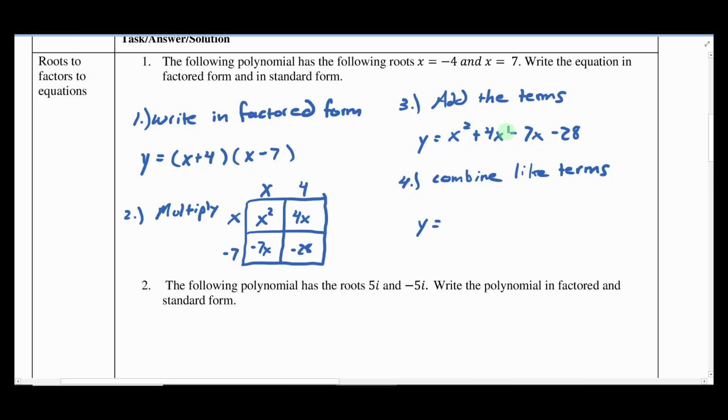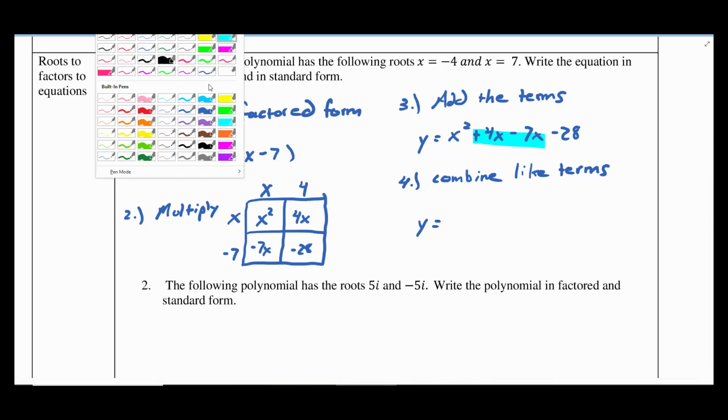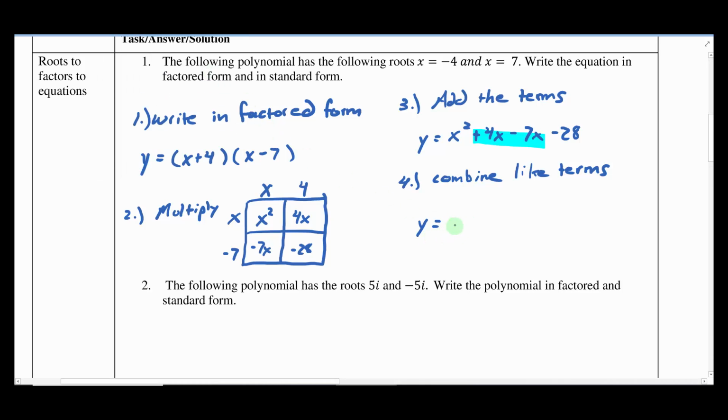But these two I could. They both have an x. They're both being raised to the first power. So the positive 4x and the -7x, those can be combined. Okay, so I'm going to go ahead and do that. I'm going to say y equals x squared, 4 -7 make -3x minus 28. And there is our polynomial in standard form.